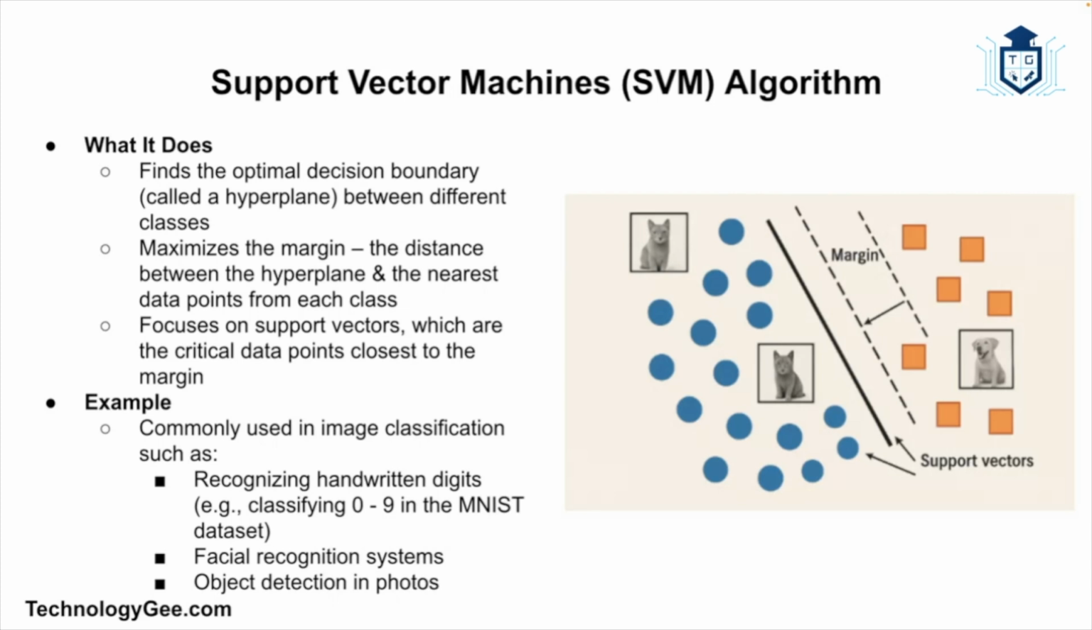Then we have what is called the support vector machine. SVMs try to draw the best boundary, or a hyperplane, between classes of data. It focuses on maximizing the margin between data points of different classes. So a real world example of this is SVMs. They are often used in image classification tasks like identifying handwritten digits.